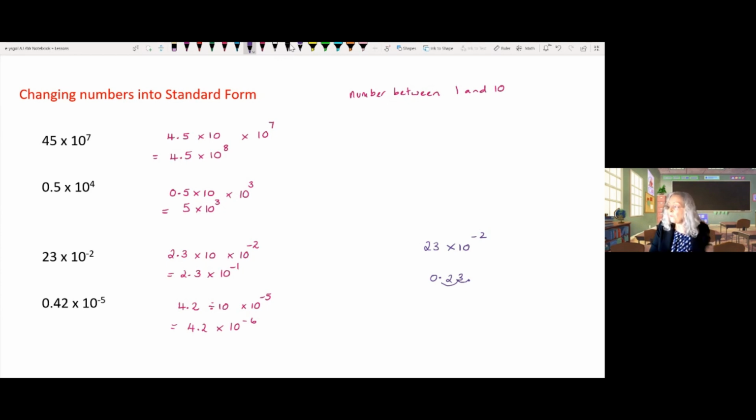Well, of course, I want this to be 2.3. So in order to get to 2.3, I've got to put the decimal point here. So I've only got to move one place. So that would be 2.3 multiplied by 10 to the minus 1. So with these ones, if ever you get confused, just write them as a normal number first, an ordinary number, and then go back and put that into standard form.